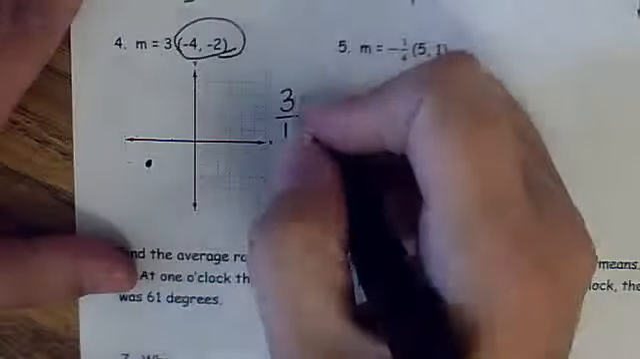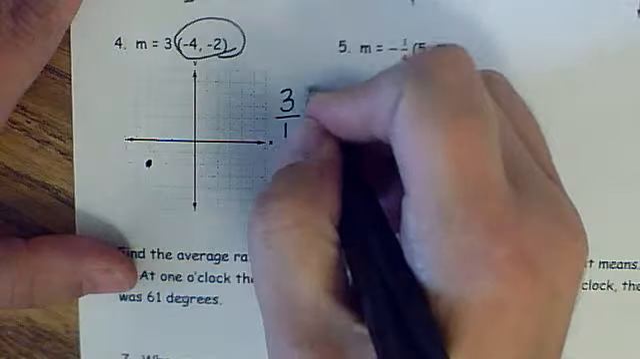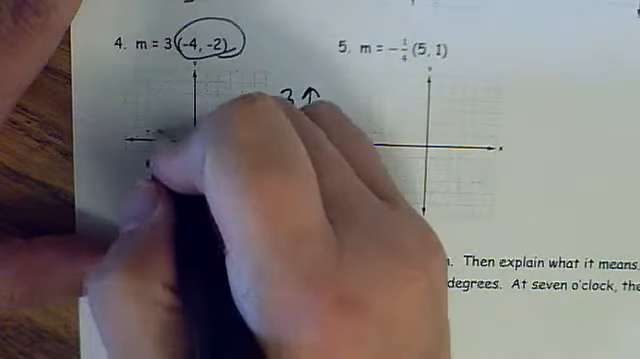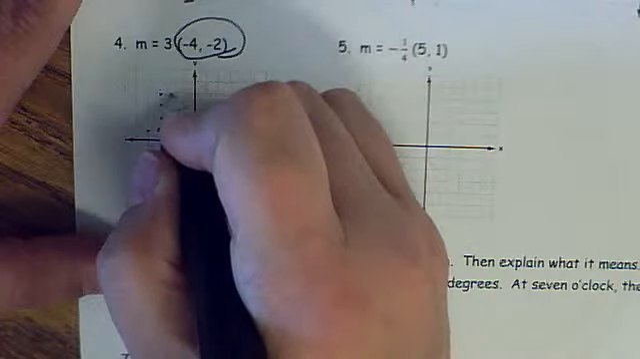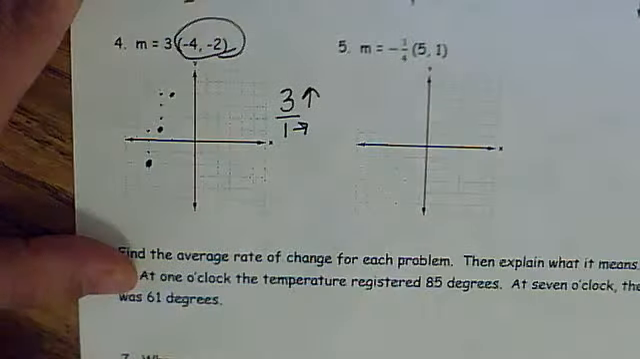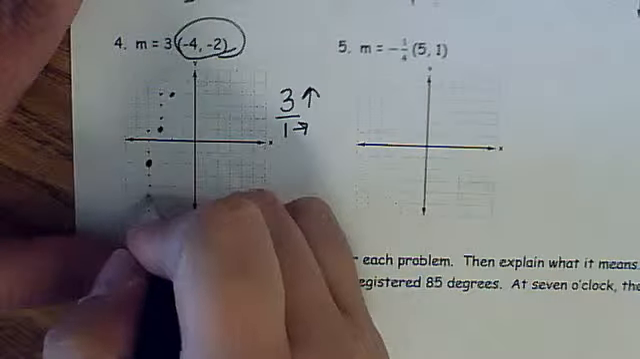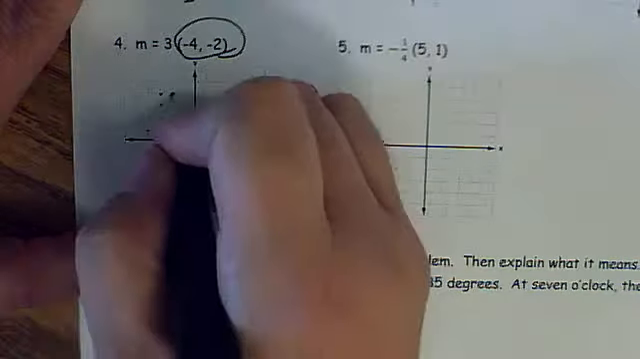Okay? So if our m is 3 over 1, that means to move up 3 and right 1. So up 3, 1, 2, 3, over 1. 1, 2, 3 over 1. And if I want, I can reverse the direction. I can go down 3, 1, 2, 3 over 1.